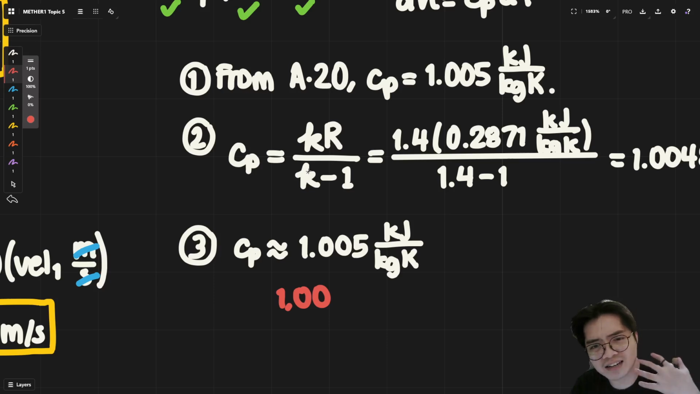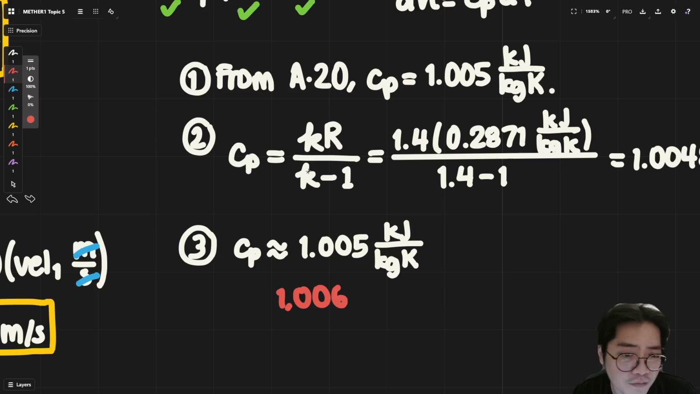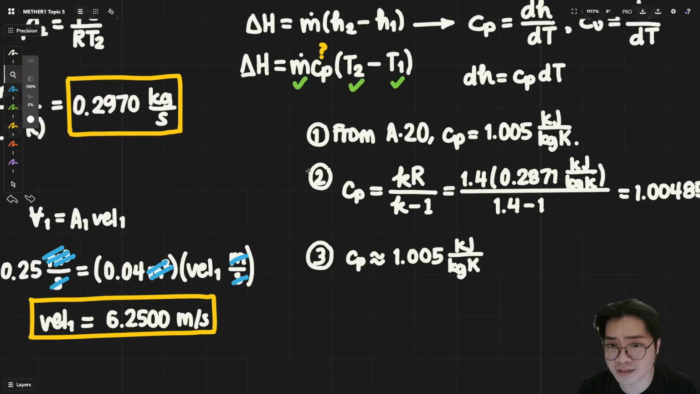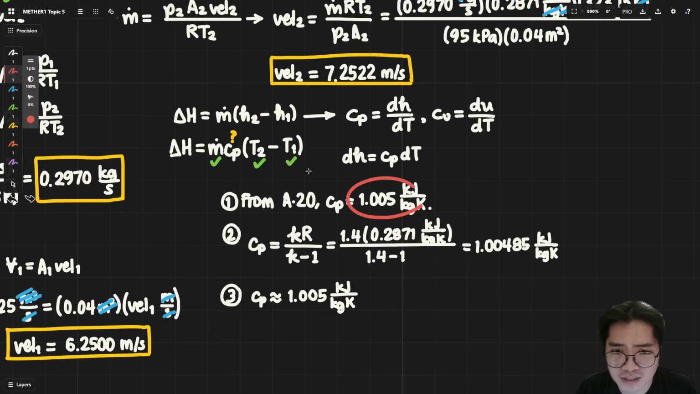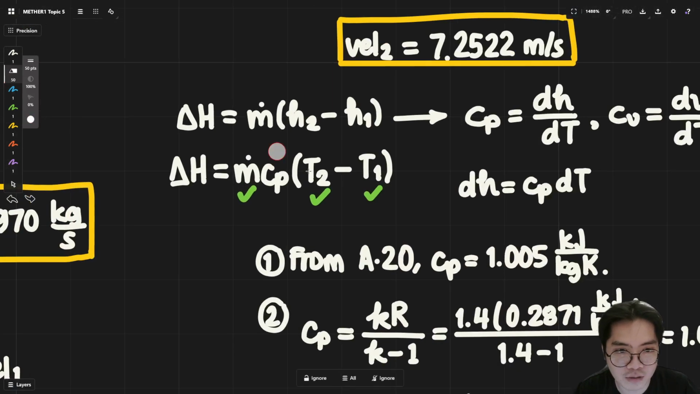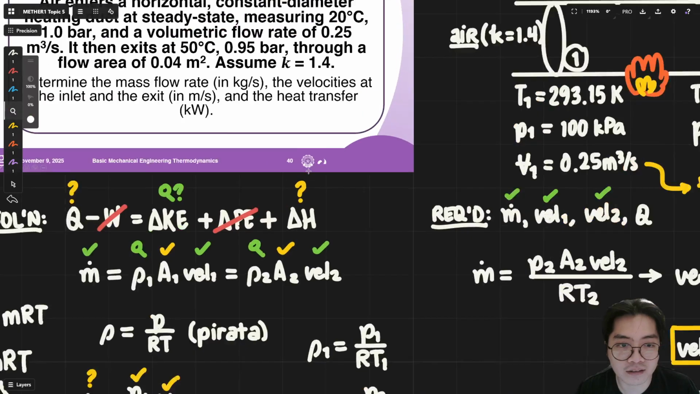it's not a big difference, but still, I would like to standardize. If you would like to memorize the CP of air, it is 1.005 or 1.006, depends. By consensus, I'll just use 1.005. It's close enough. And that means we now have a value for CP. Congratulations to us.